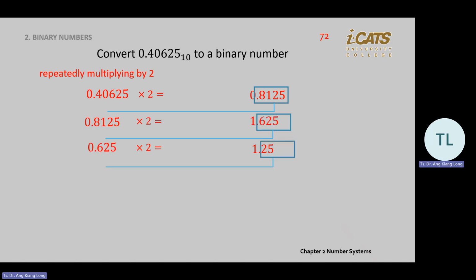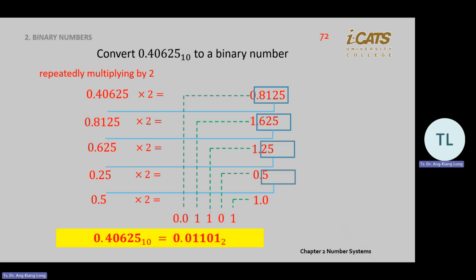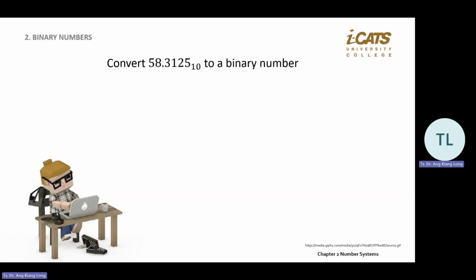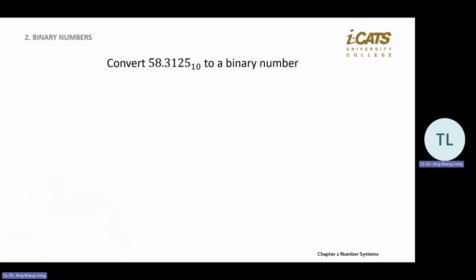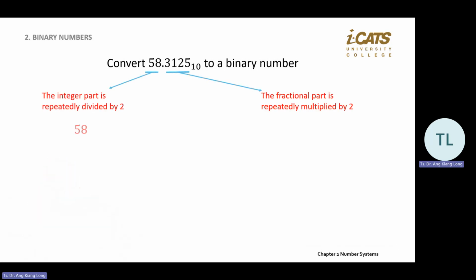What happens if I combine the 2 numbers? Okay, you work until you reach 1. What happens? You get this number, 58.3125 base 10. You need to do 2 steps. You need to separate into full number and decimal number. So I show you the steps. The first part, the full number, you divide by 2. The decimal one, you multiply by 2.